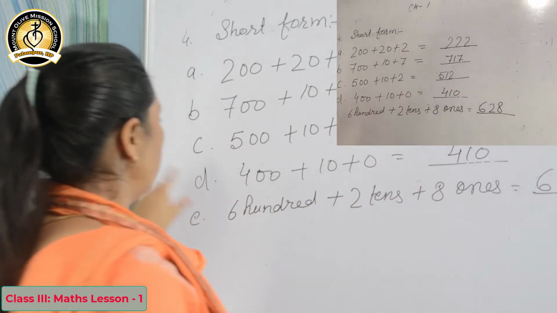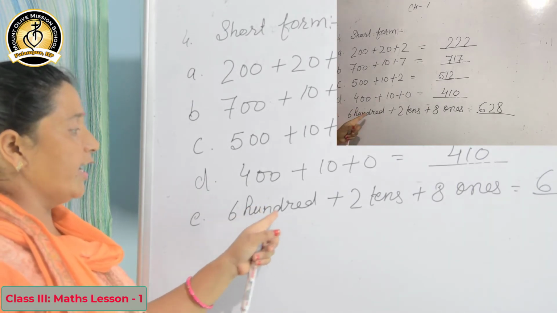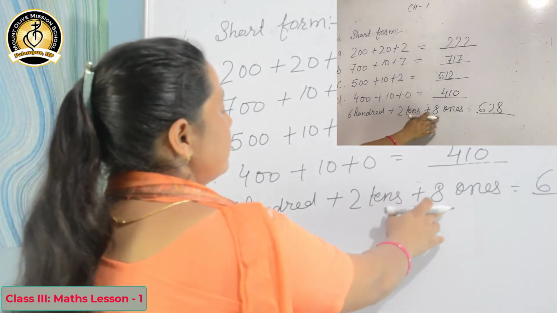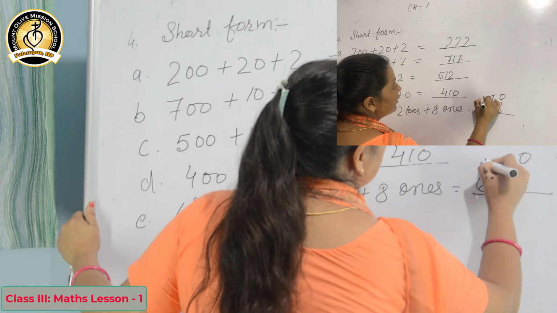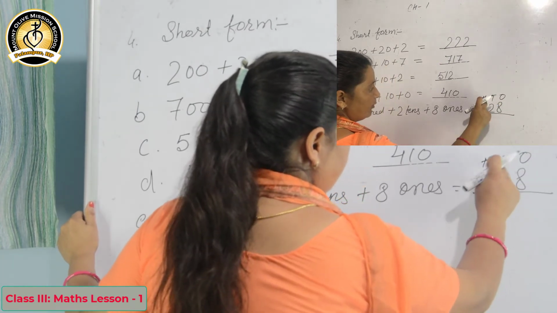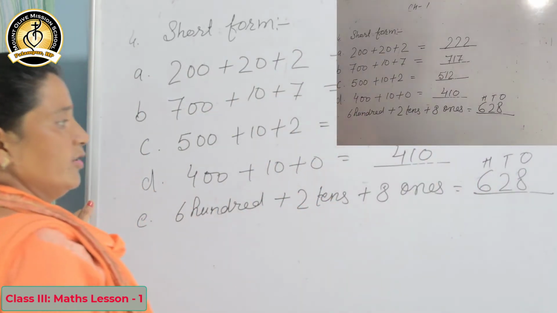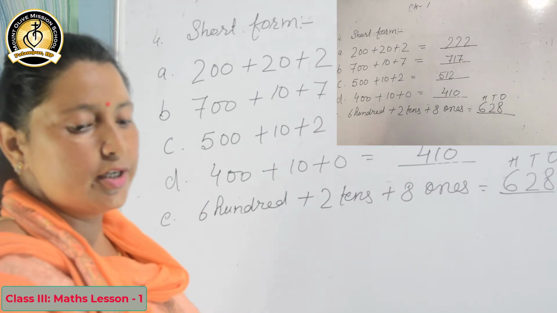628. Because 6 is on 100 place. Okay. 2 tens means 20. And 8 ones means 8. So situation is 628. 600 place, 2 tens place and 8 ones place. Okay. So 628.